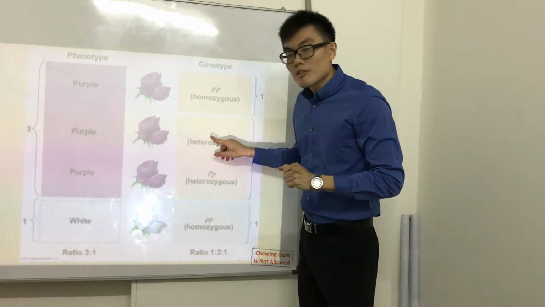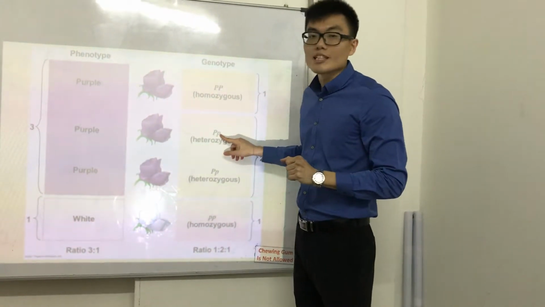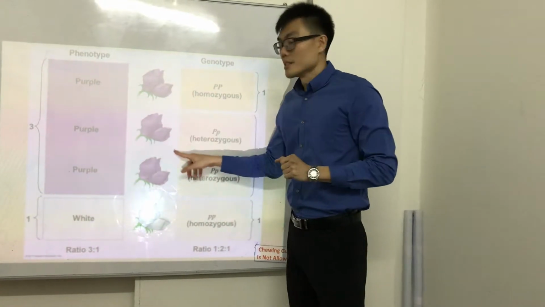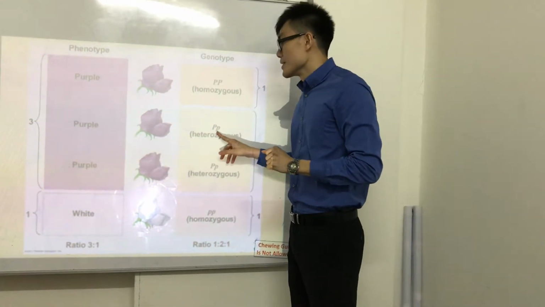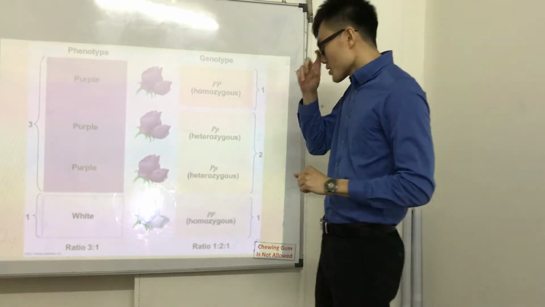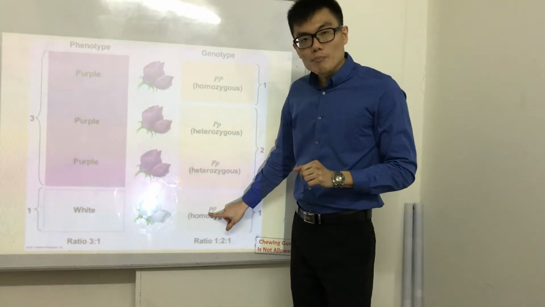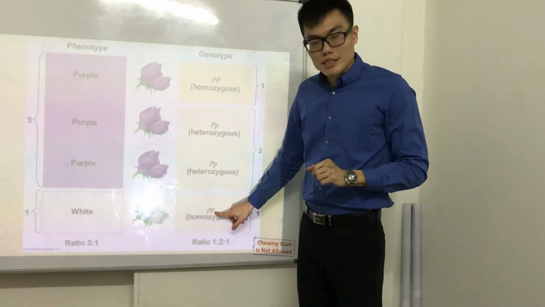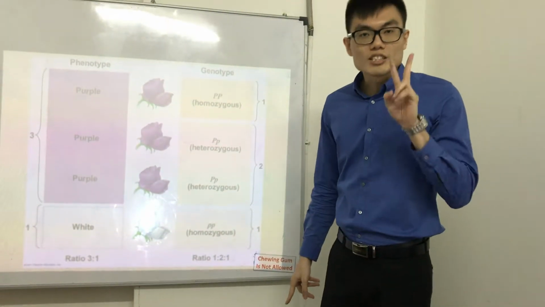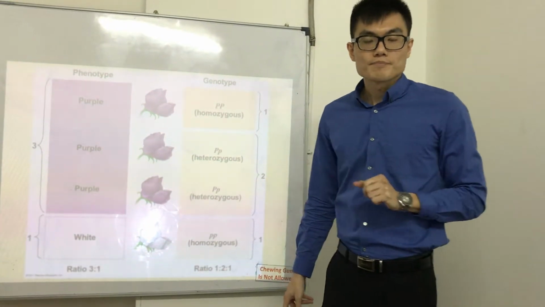And when the gamete with big P fertilizes with the gamete with small p, they will be heterozygous. This means that they have 1 dominant allele and 1 recessive allele. And when the gamete with small p meets the gamete with small p, they will be homozygous recessive, because they contain 2 recessive alleles.